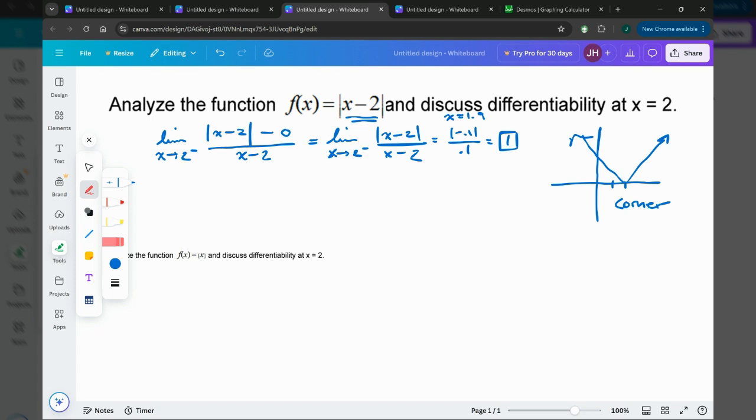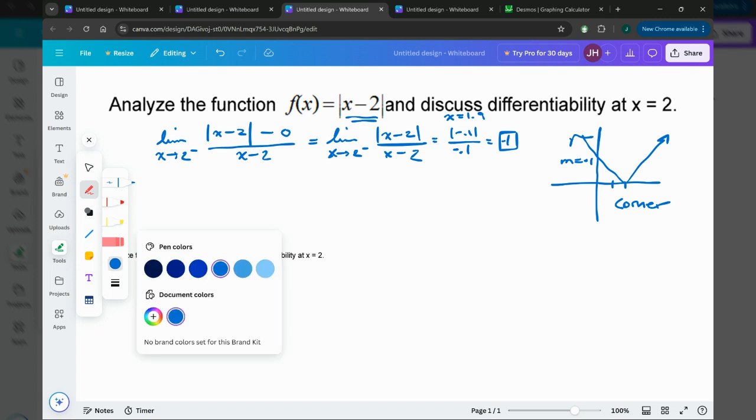I could do this with 1.99. It would still come out to be 1. And I apologize, if I'm coming from the left, this would be negative, this would be negative 1. The slope on the left-hand side is negative 1. Take a look at the graph. On the left-hand side of 2, the slope is negative 1.